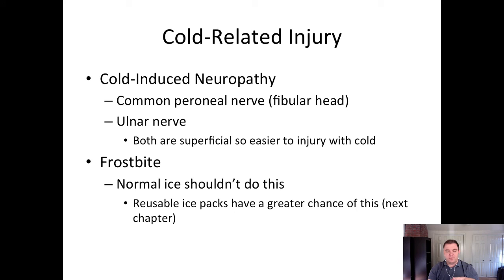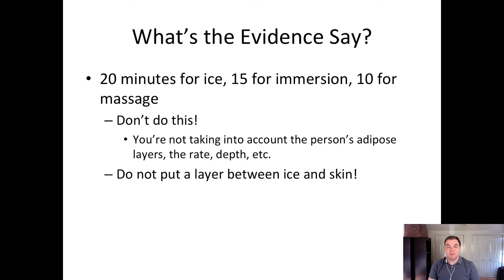There are two different ways you can actually injure the patient using a cold-related modality. The first is cold-induced neuropathy. We have the common peroneal nerve near your fibular head, in your leg, that is very superficial. When we ice this area, I put a layer of barrier there, because you can damage the nerve and cause foot drop. The ulnar nerve, same thing, right here at the elbow, can be very superficial in some patients, so again, you can damage that. The second is frostbite. Normally ice shouldn't cause frostbite because of the temperature gradient. Reusable ice packs, though, have a better chance of this. We'll talk about that next chapter.